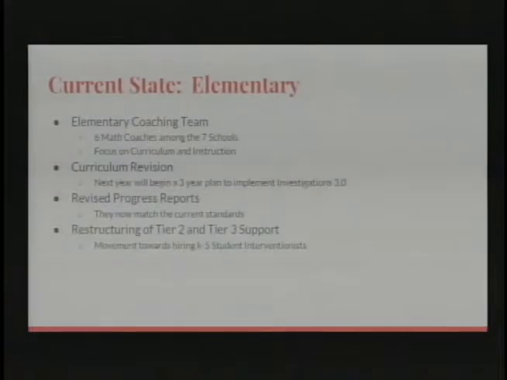Now, this is great. We have six math coaches. Over three years we've been able to build that up, and it's been awesome. I can't tell you how invaluable they are to me. They're great. They really are great. I'm lucky to work with them.